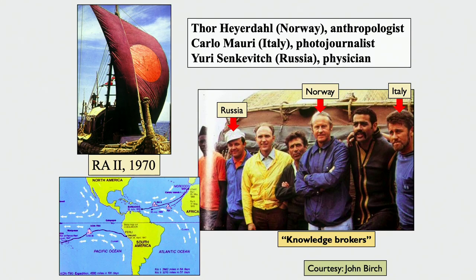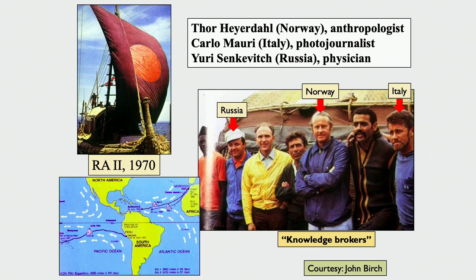Then, as the story goes, there was Thor Heyerdahl, a Scandinavian anthropologist and a very inclusive-minded person way back. He decided to take a trip on a papyrus raft from Morocco to Barbados, and he tried to include people of different backgrounds and ethnicities. As serendipity would have it, on that boat were a Russian doctor named Yuri Senkovich and a photojournalist from Lecco, Italy, named Carlo Mauri.